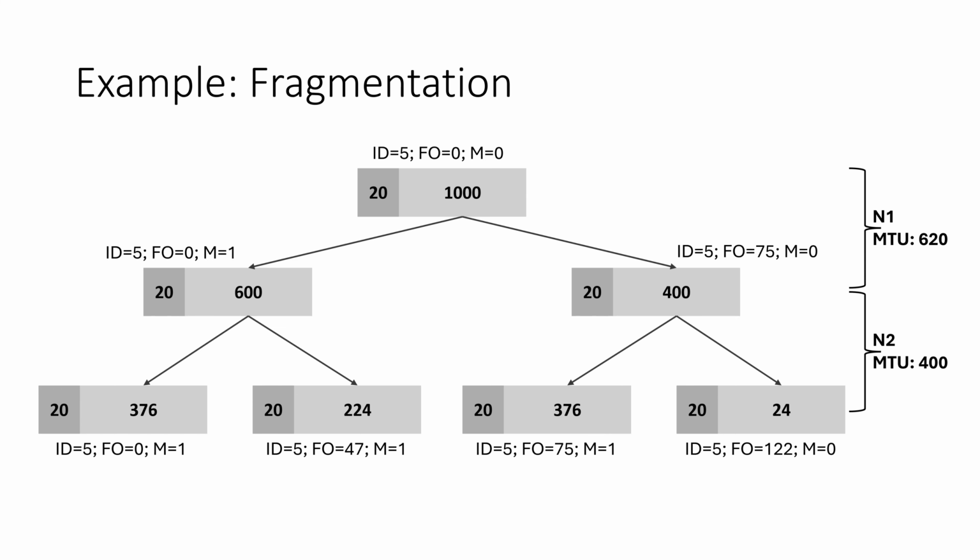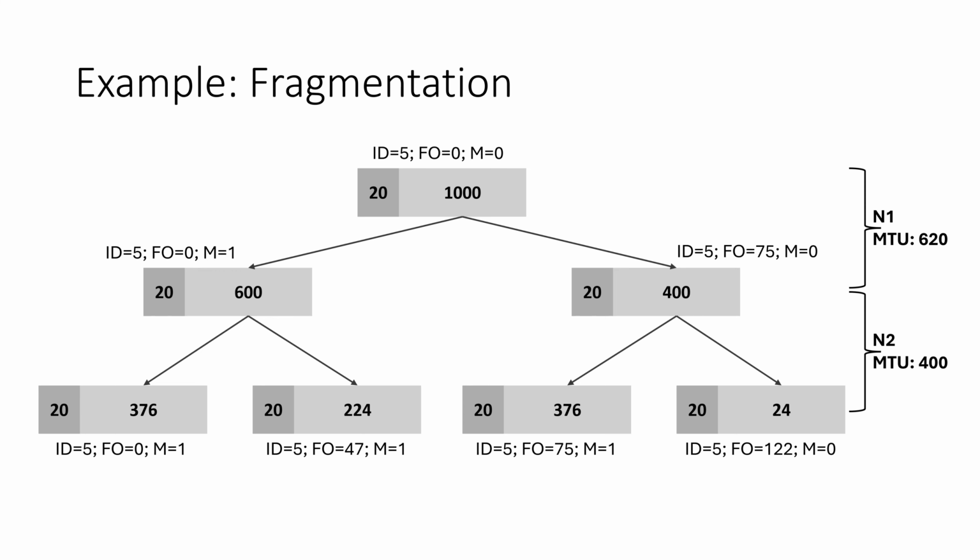Now moving to the second fragment from N1, which was originally carrying 400 bytes of data. Using the same calculation, the maximum data per fragment again is 376 bytes. The first fragment of this part gets 376 bytes of data, a 20 byte header, and an FO of 75, because the original FO for this piece was already 75. Its M bit is 1 because a little more data is left.